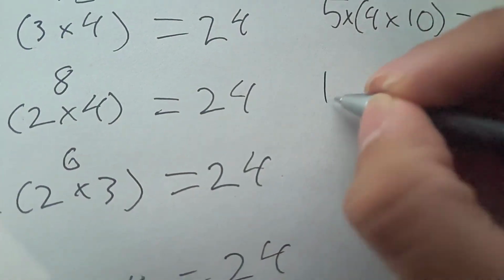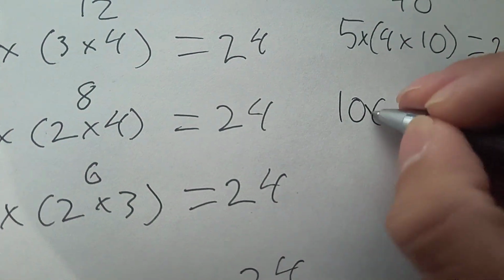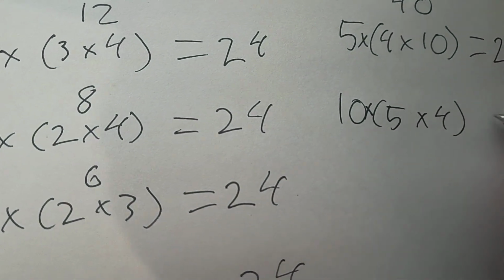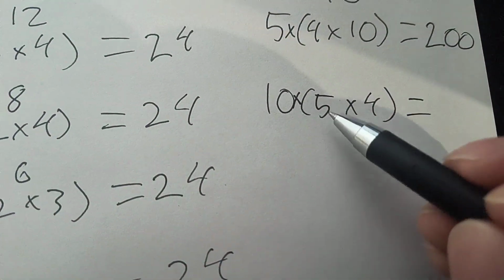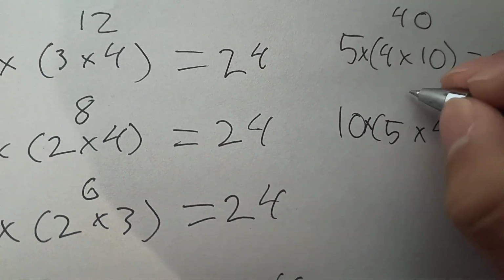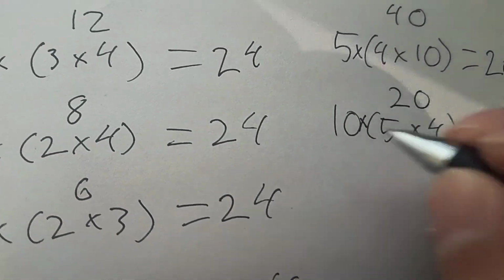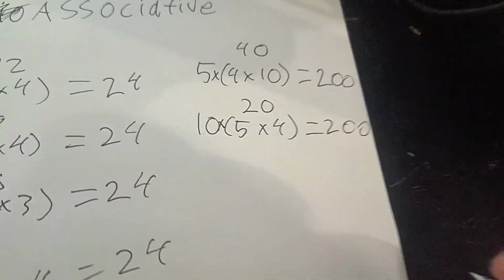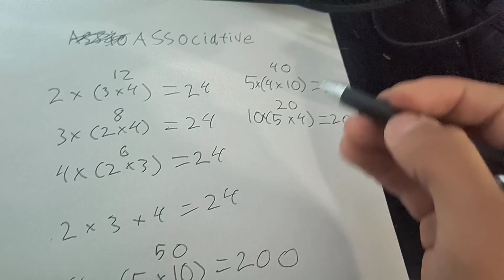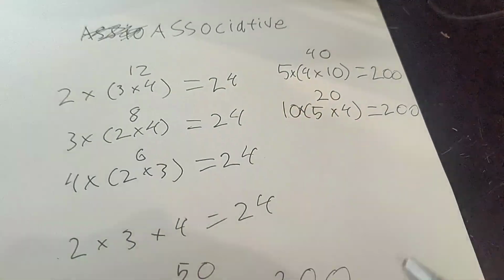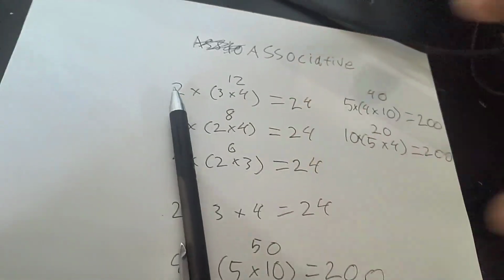Okay, well, what about 10 times 5 times 4? What does that equal? Well, 5 times 4 is 20, sorry. And 20 times 10 is 200. So it works. No matter which way you switch around, it still equals the same number. And that's the associative property.